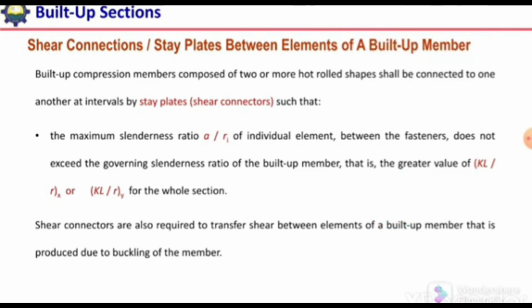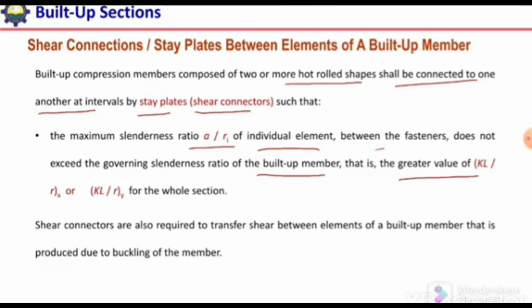So the built-up compression member composed of two or more hot-rolled shapes shall be connected to one another at an interval by stay plates or shear connectors such that the maximum slenderness ratio λ over r_i of individual element between the fasteners does not exceed the governing slenderness ratio of the built-up member, that is the greater value of KL over r_x or KL over r_y. So what does it mean?